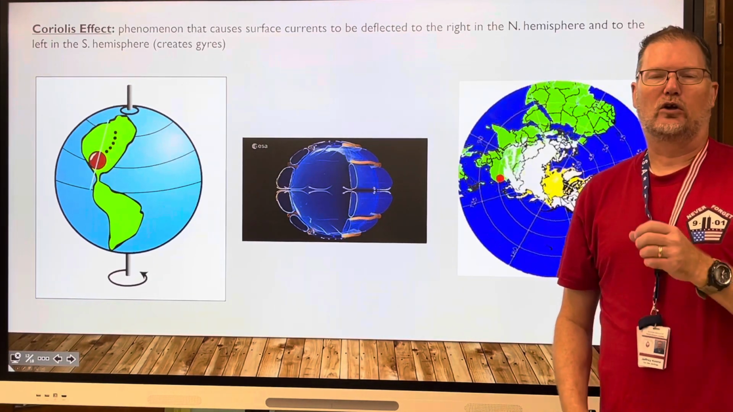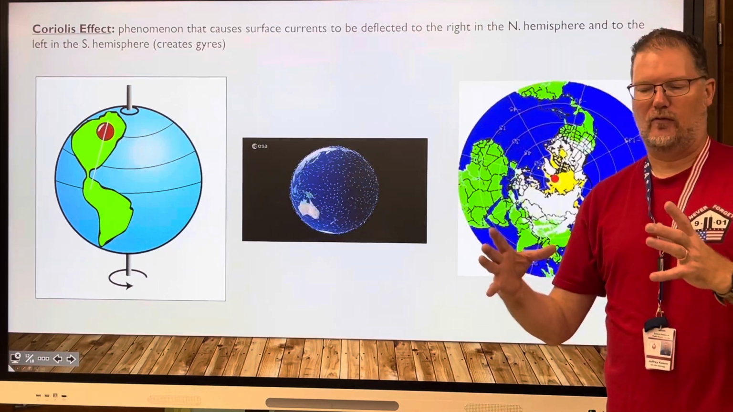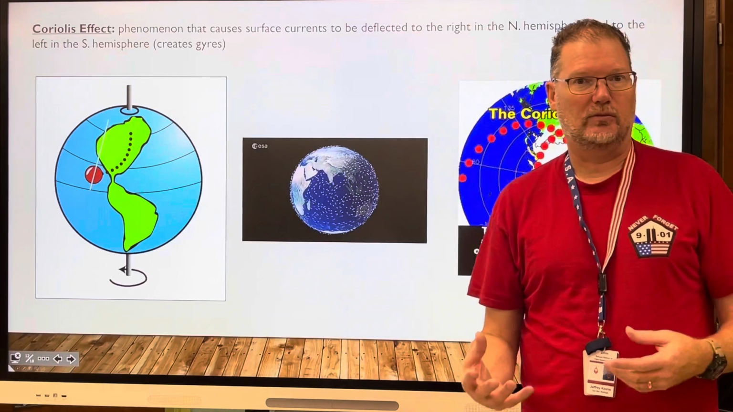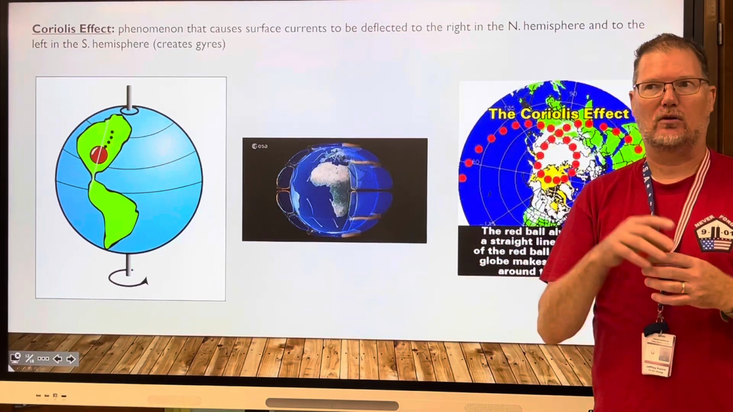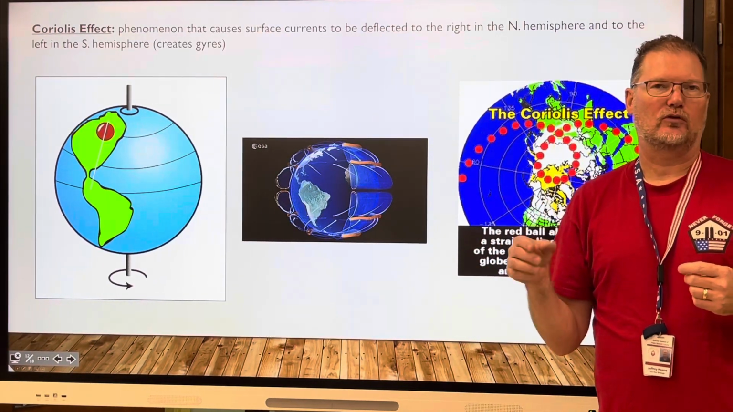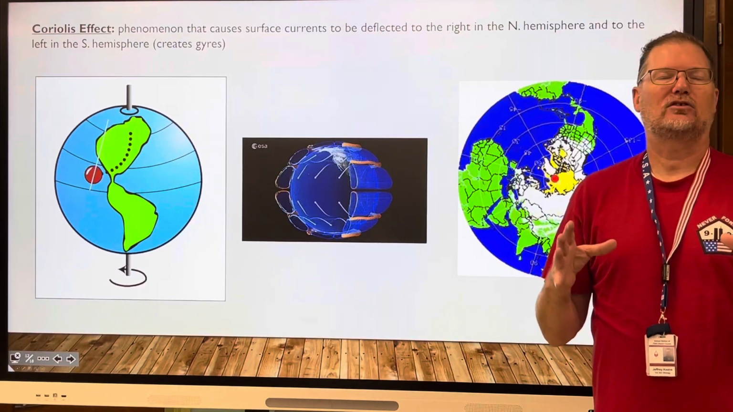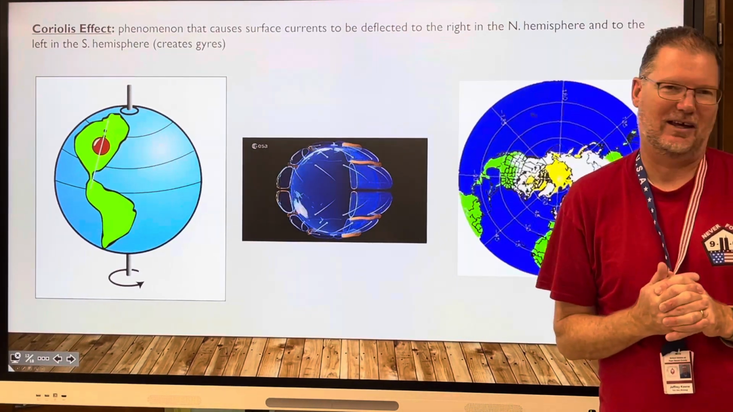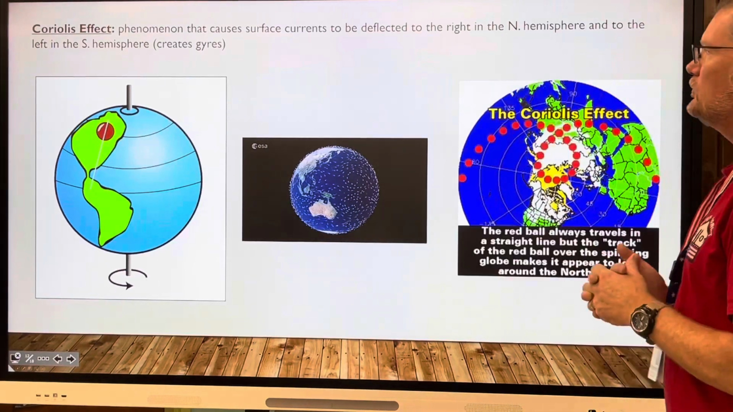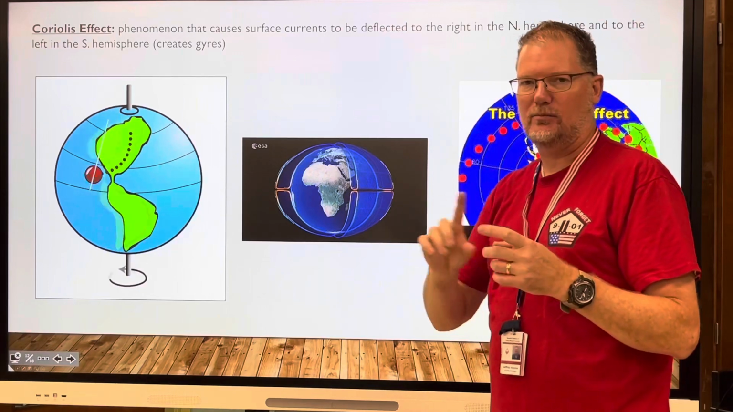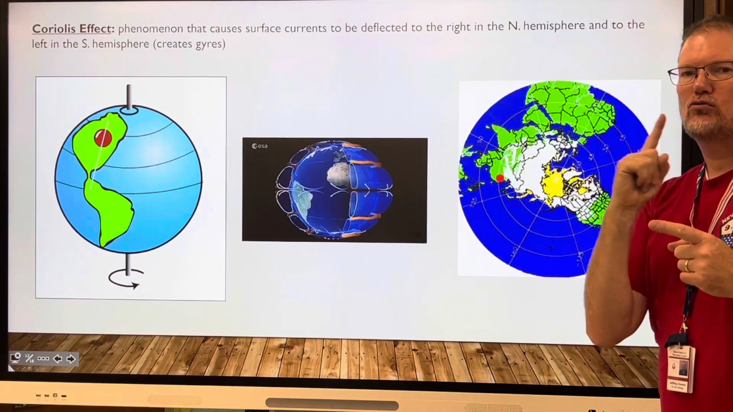It all depends on the shape of the structure the water's in. So we could have toilets. You may have heard toilets drain clockwise in the Northern Hemisphere and counterclockwise in the Southern. That's not true. That has to do with the shape of the toilet. That's it, okay? All right, so this is currents being deflected because of the Earth's rotation.